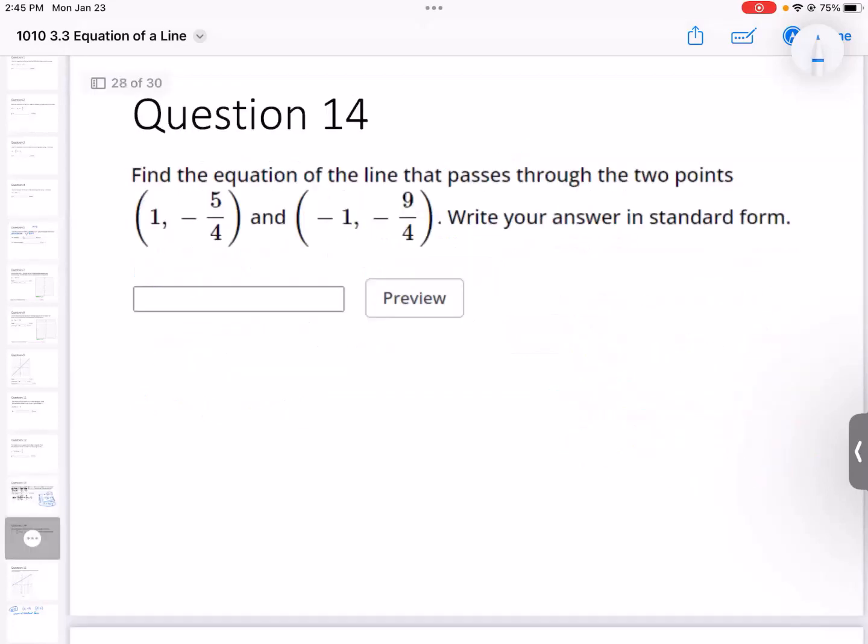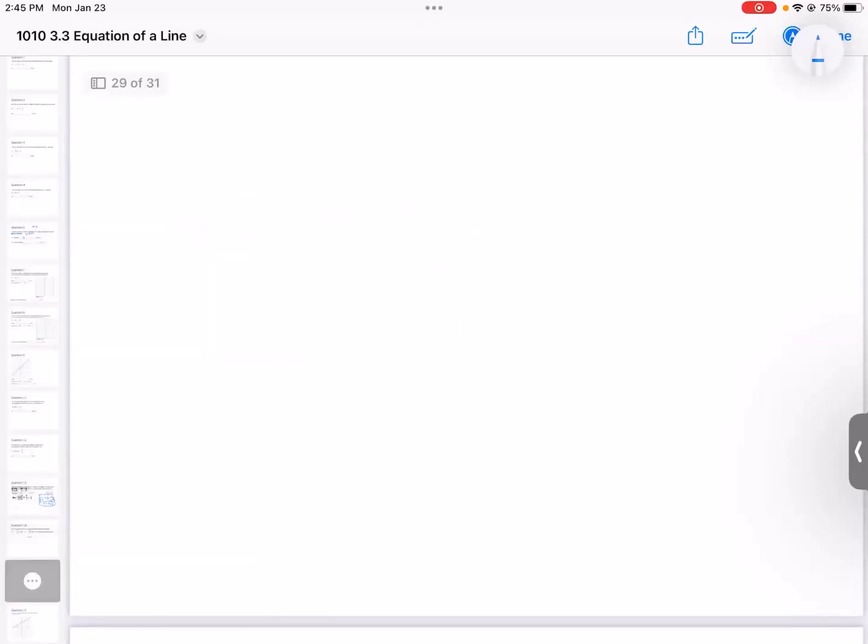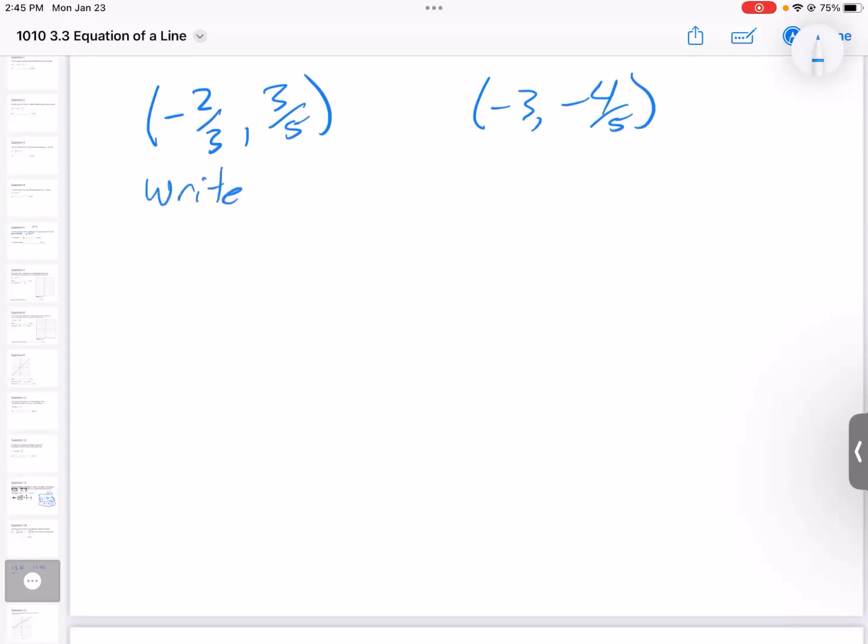Let me make a new slide and I'll just do it with your numbers. So you have the 2 points: negative 2/3 and 3/5, and then -3 and -4/5, and this is to go into standard form. You said this is question 14, right?